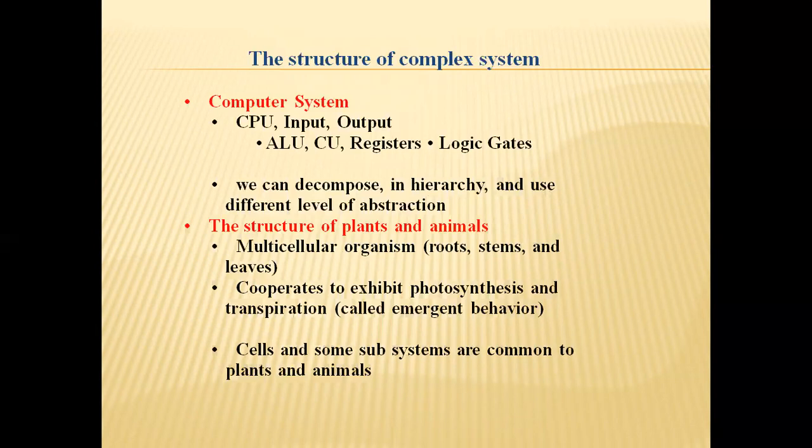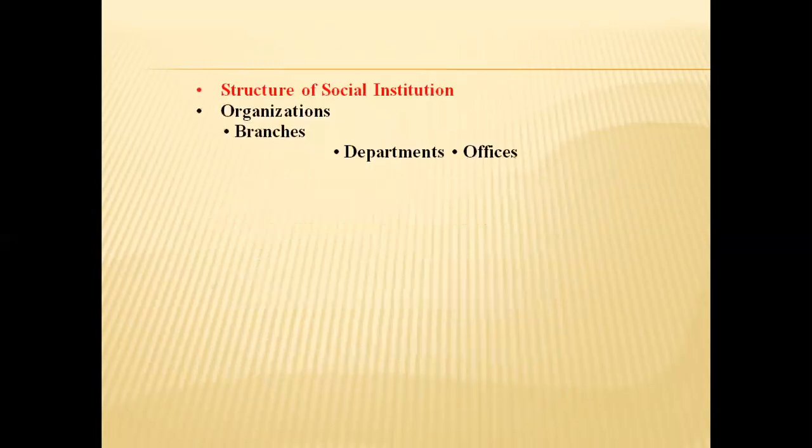What is the relationship among the roots, stems, and leaves? There are four types of relationships. Next, cooperation, photosynthesis and transpiration, and behavior. It is the behavior of the system. The cells and some objects are common to plants and animals. So if you are explaining about plants, there are different types of objects.